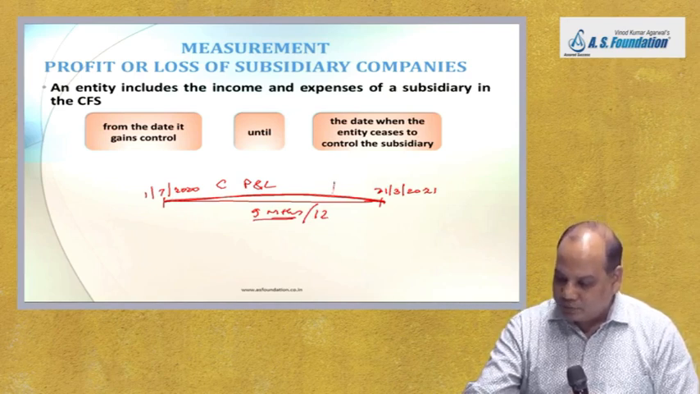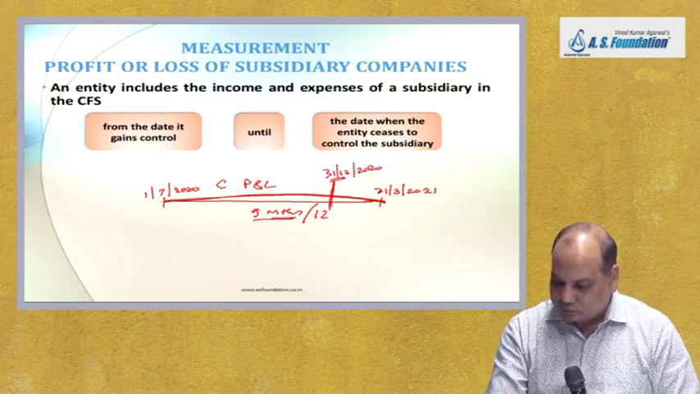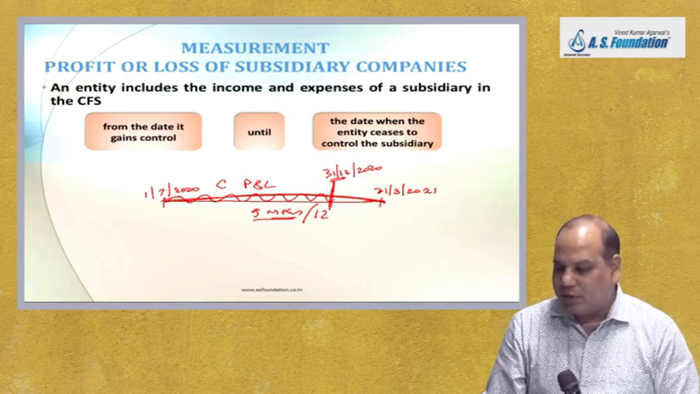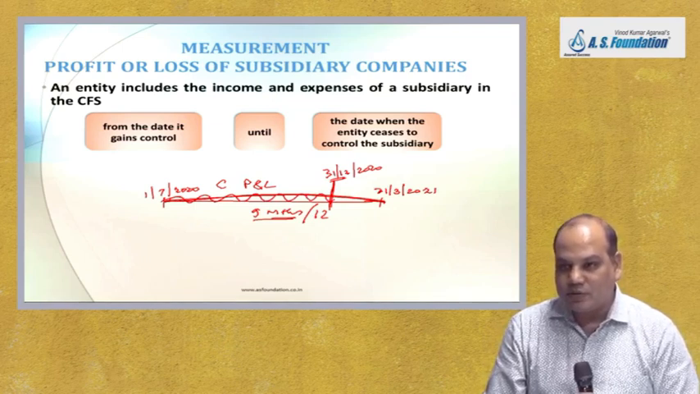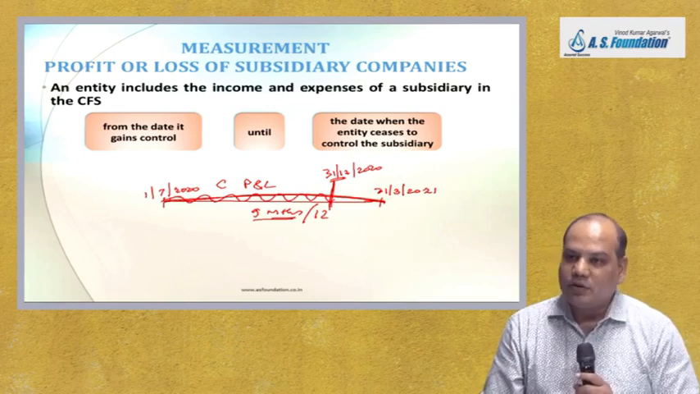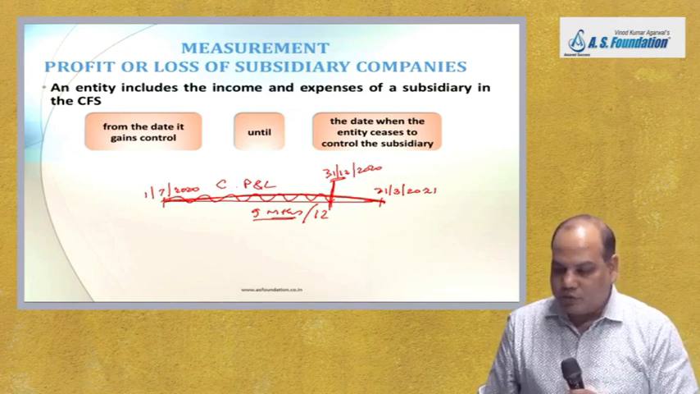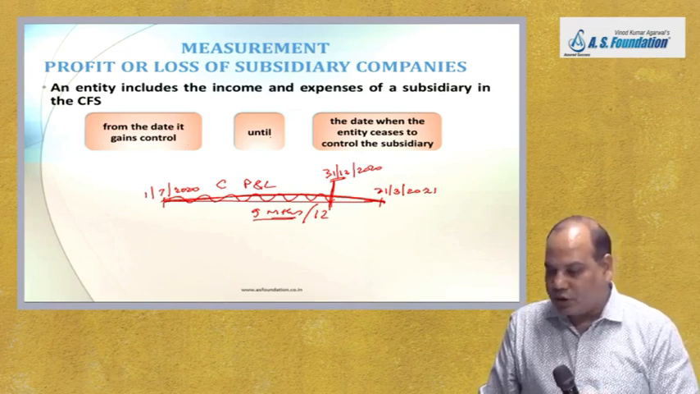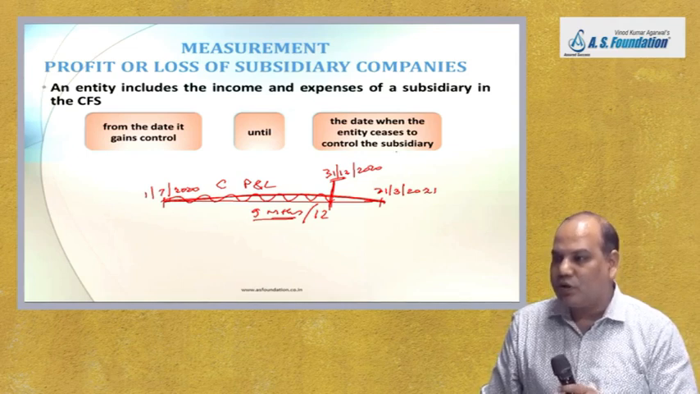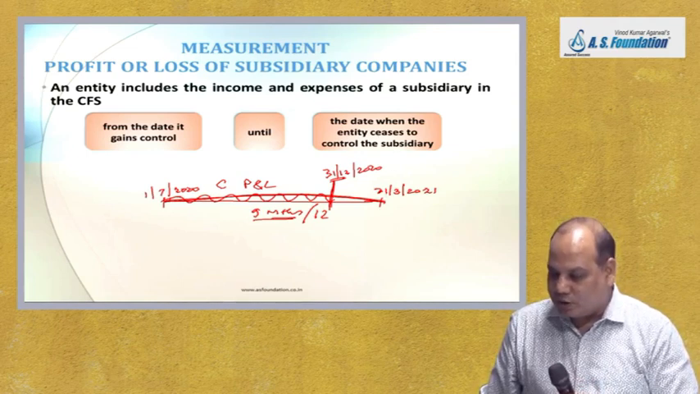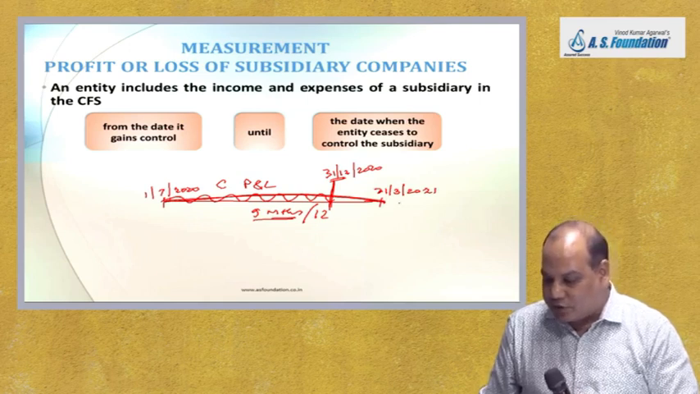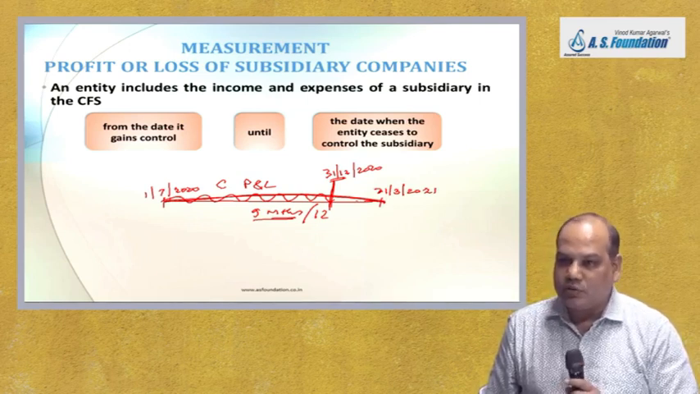Or say for example, you lost the control here on 31st December 2020 only. You will consider the income and expense of subsidiary in the CFS from 1st July to 31st December, right? So from the date it acquires control until the date when the entity ceases to control the subsidiary. If you have a year ending date, then in that first year you will take proportionate calculation.